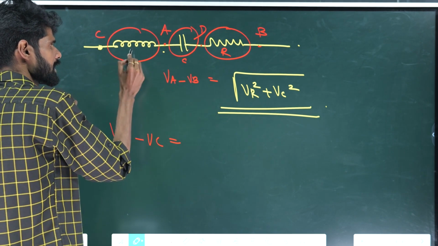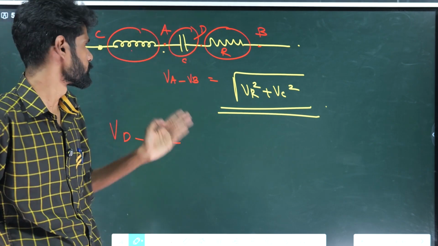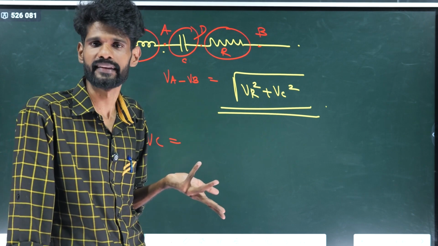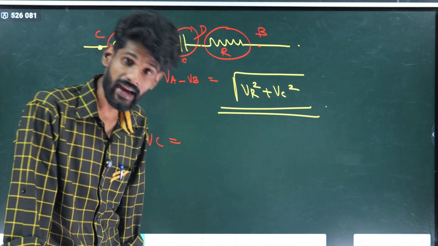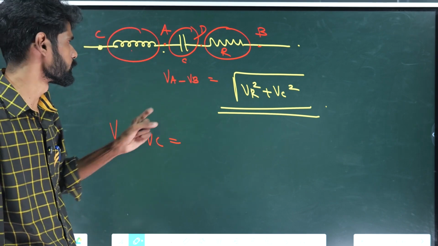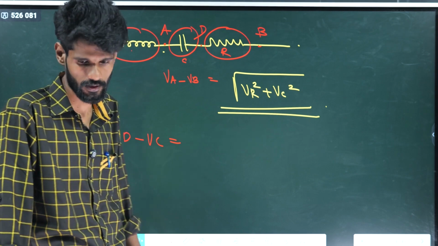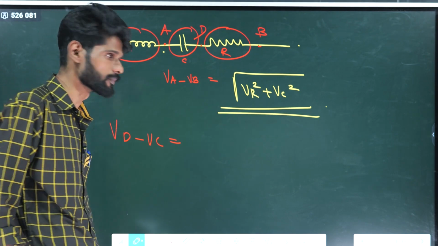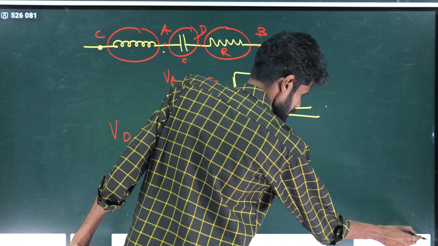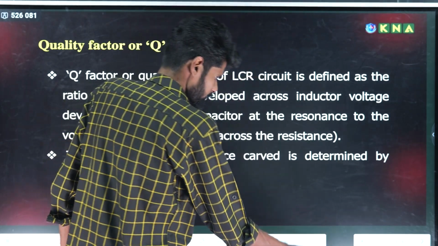So when we consider inductor and capacitor, they are out of phase, 180 degrees apart. So between inductor and capacitor, we have to find IXL minus IXC or IXC minus IXL. Then we should not apply the normal Kirchhoff law and write VA minus VB. We have to apply the phasor method, find the angle between them, and find the final result. Okay, so that is the resonance.